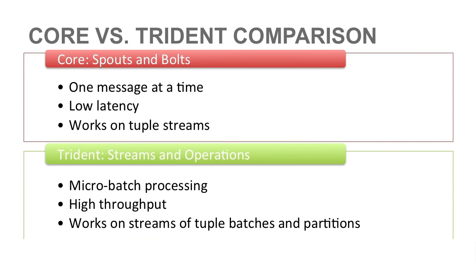If we compare core and Trident, we see that the core supports spouts and bolts. One message at a time is processed, we have a low latency, and we work on tuples of streams. With Trident, we are working with streams of data and operations on this stream, and the processing is organized in micro batches. We have a high throughput, and we work on streams of tuple batches and partitions.